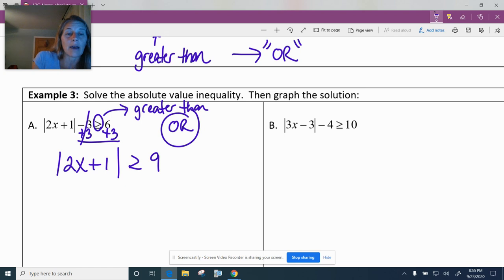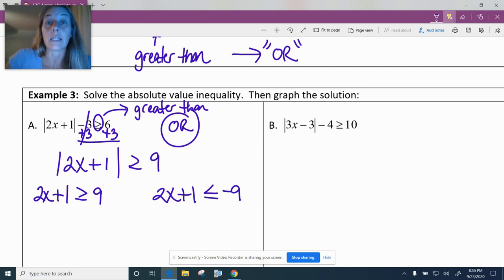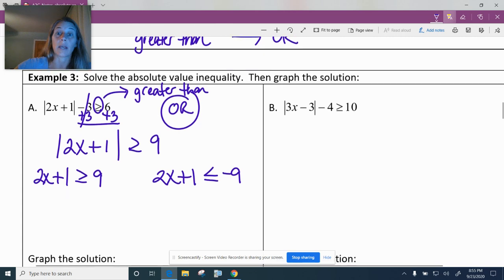Whatever's in this absolute value, this 2x plus 1, if we were doing an equal sign, we would say it equals 9, and then we would write it again saying it equals -9, because it could be either one of those. They would have the same distance from 0. Same concept here, but we're going to do 2x plus 1 is greater than or equal to 9. And then we're going to do 2x plus 1. And when we put the -9, we have to make sure we reverse the direction or flip the inequality sign. So it's the same thing we did with the equals, but we have to just make sure we flip that inequality sign for the negative version.